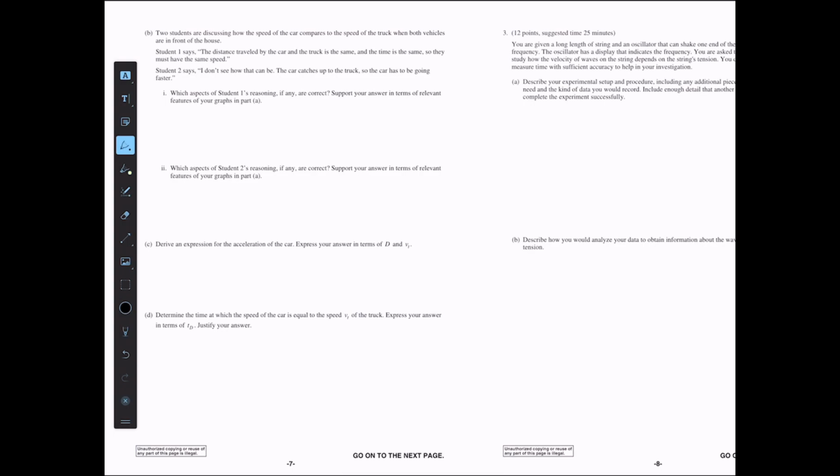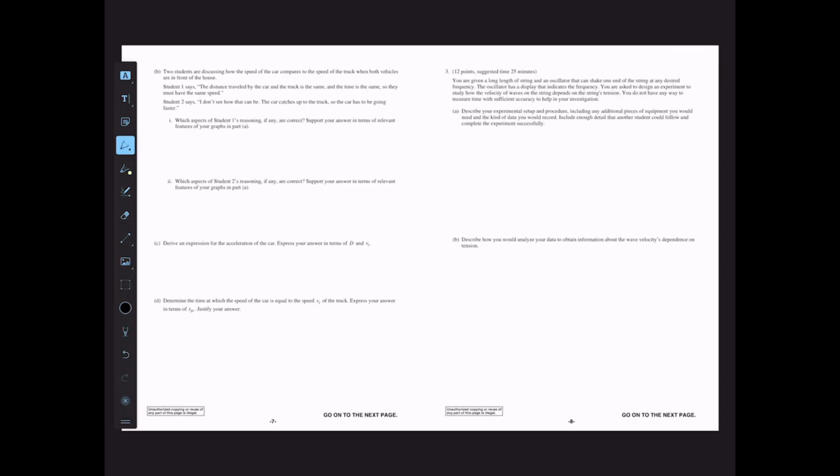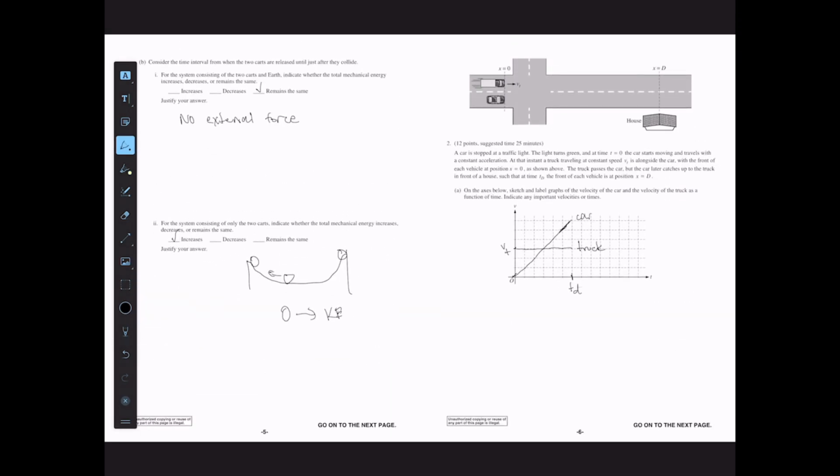Two students are discussing how the speed of the car compares to the speed of the truck when both vehicles are in front of the house. Student 1 says the distance traveled by the car and the truck is the same, and the time is the same. Hold up one sec. Let me see.